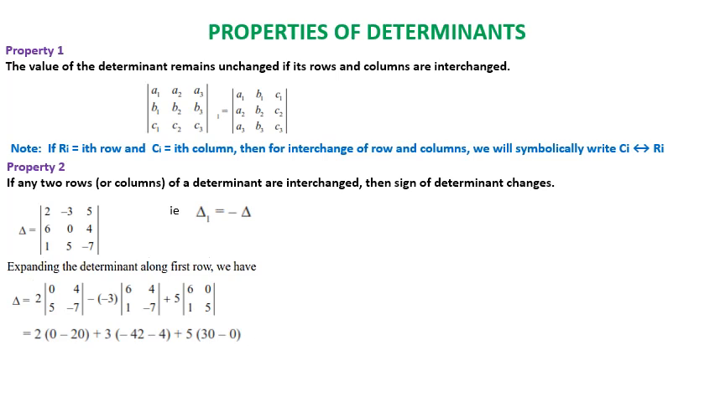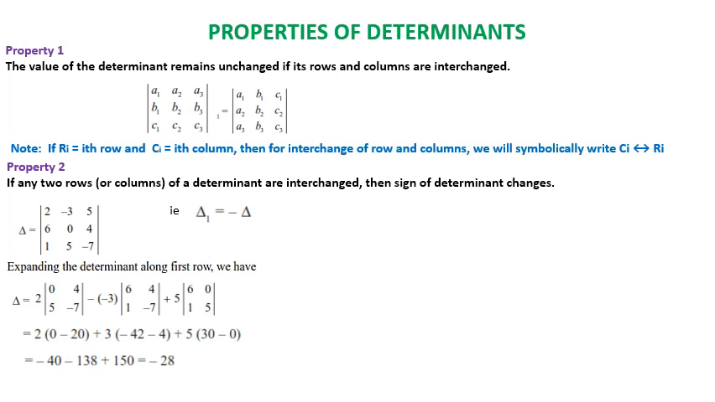Then 2 into, find out the value of this 2 by 2 determinant, that is 0 into minus 7, that is 0, minus 5 into 4, 5 into 4 is 20. Then here minus minus is plus, 3 into determinant value, that is 6 into minus 7, that is minus 42, minus 4 into 1, that is 4, plus 5 into value of this determinant, that is 6 into 5, 6 into 5 is 30, minus 1 into 0 is 0.